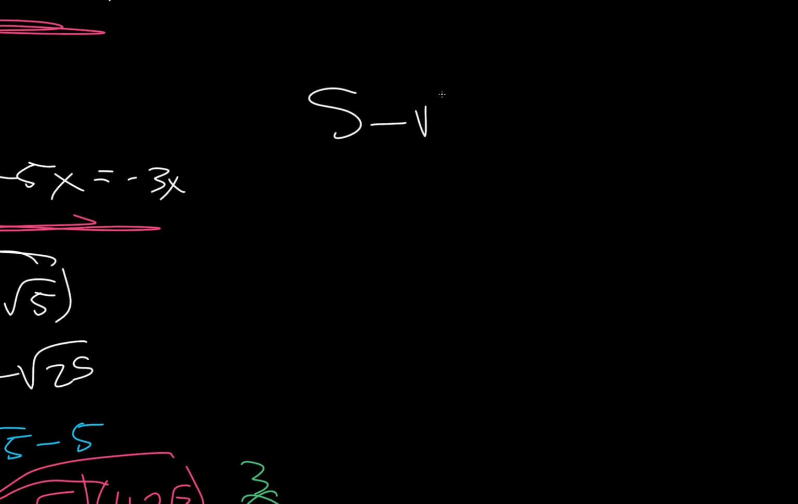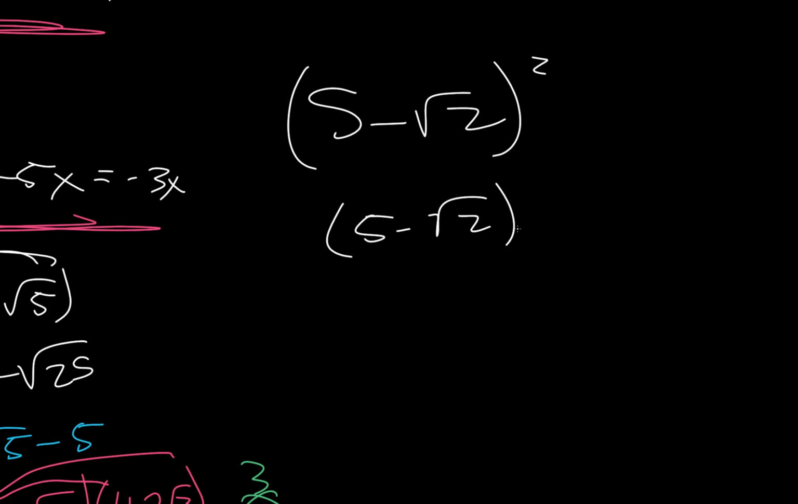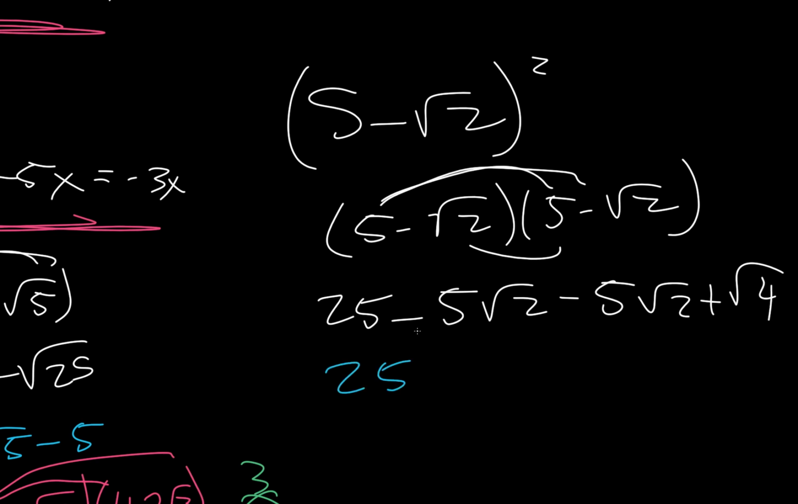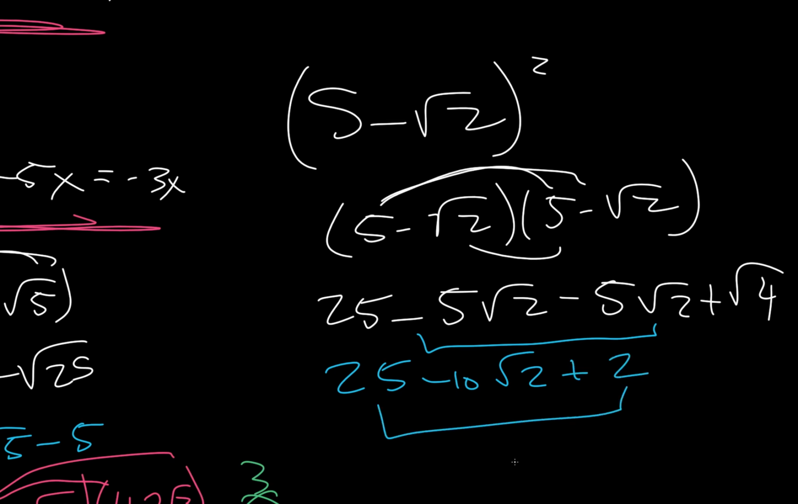We do (5 minus root 2) squared. So it's going to be similar to that last one, (5 minus root 2) times (5 minus root 2), because that's what squaring means. Do not try to distribute that there. So we do 5 times 5 is 25, minus 5 root 2, minus 5 root 2, and then plus root 4. We simplify that, we get 25. Combine both these, negative 10 root 2, and then root 4 is really just a 2. Combine it with the 25, 27 minus 10 root 2.